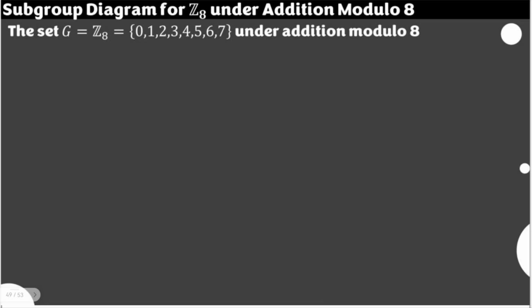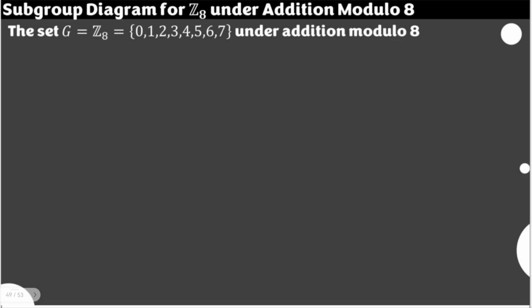The next group that we have verified before is the set G containing the elements 0, 1, 2, 3, 4, 5, 6, and 7, or the Z sub 8, and it's actually a group under addition modulo 8. We also have verified and provided the equivalent subgroups of this group, and this time we are going to come up with a subgroup diagram, where we will actually present all of those subgroups in one more formal diagram.